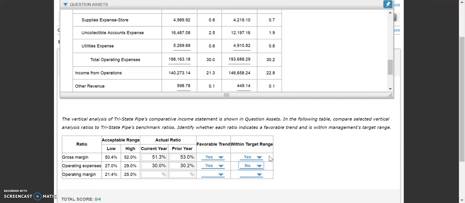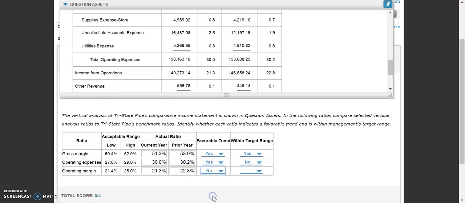And our last one is our operating margin. So if we look here, our operating margin is going to be our income from operations. Okay, we have 21.3 and 22.8. So we're going to put 21.3 and 22.8. Now, this is not such a good thing. You can see that our income went from being 22.8% down to 21.3%. That is not a favorable trend. Negative on that one.